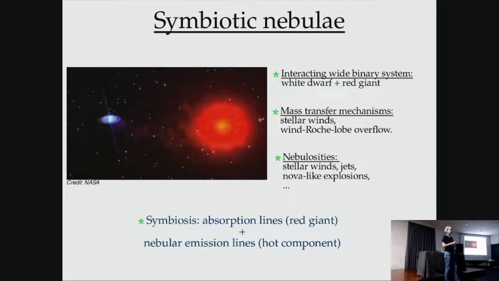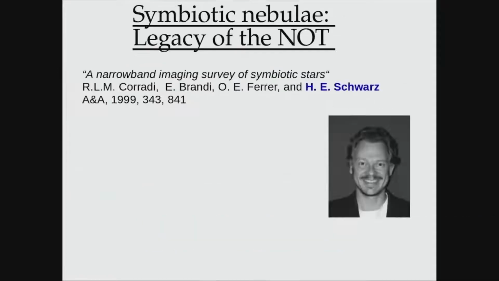And there are plausible scenarios that they are related to magnetized accretion disks, but there is still a lot to be done theory-wise, and theory always has to match the observations. So we are providing the observations that the theoreticians then have to explain. And the legacy that was published at the end of the 90s is our narrowband imaging survey of symbiotic stars.